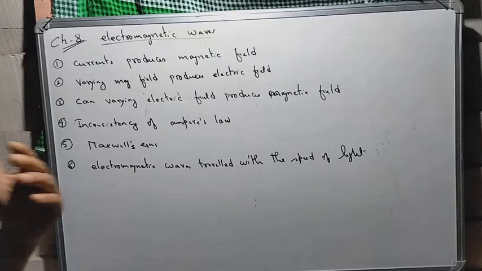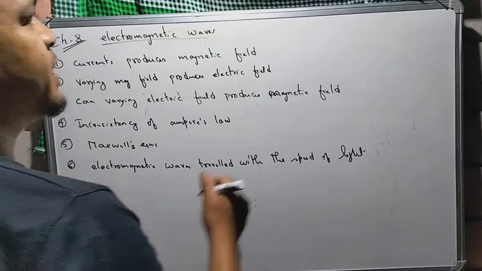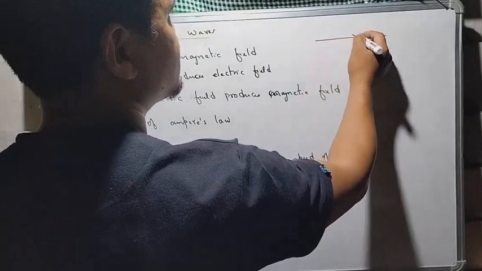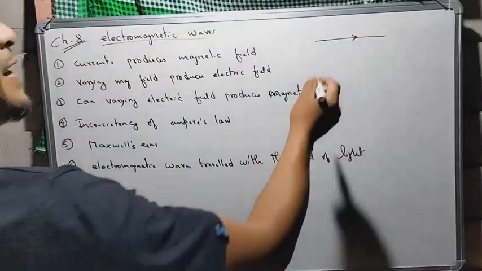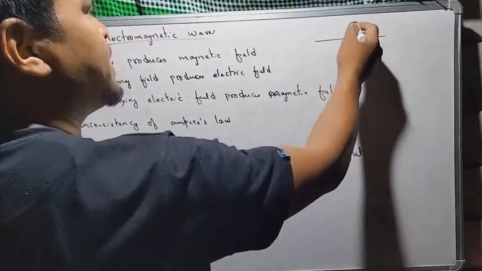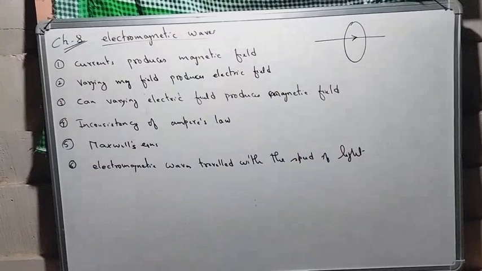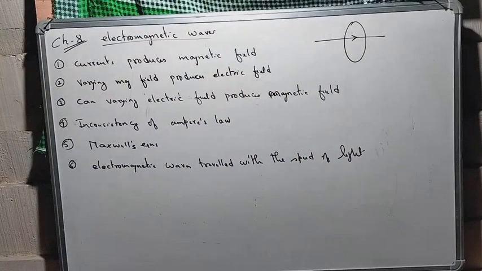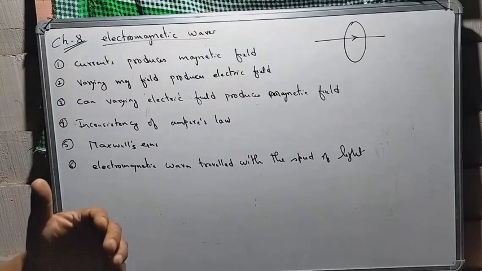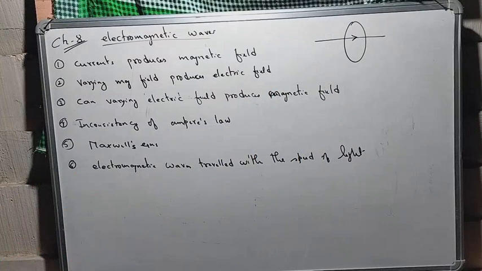Okay, we have learned before that when a current is passing through a conductor, then this current will create a magnetic field around the conductor. So that is the thing which we have learned in the magnetic effects of current.